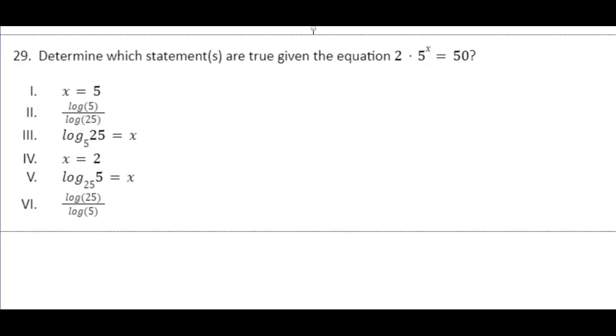In this question, you're given an exponential function. You're asked which of the statements below is true. It could be one, it could be two, it could be all of them. You've got to figure it out. So best thing to do here is sort of take a look at what your choices are.